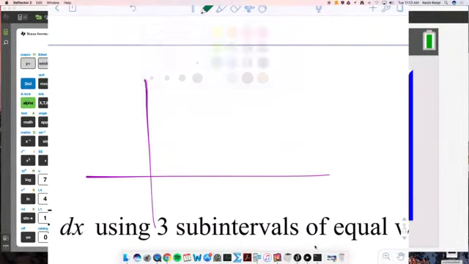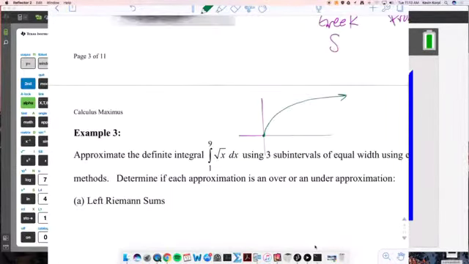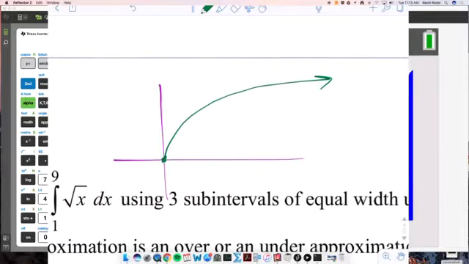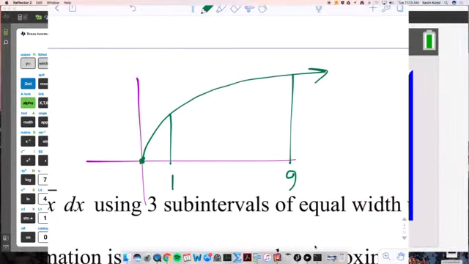The square root of x is our function. It's the integrand now. It looks like that. We're going from 1 to 9, not 0. So we'll start right here, call that 1, and I'll just call that 9. And I've got to divide that into 3 pieces. So instead of bisecting it, you kind of have to draw 2 lines on the interior.